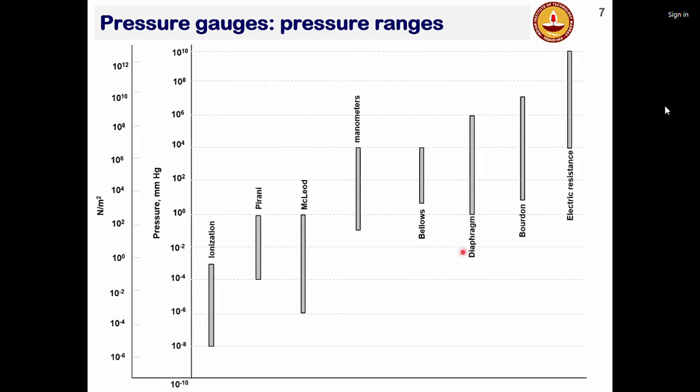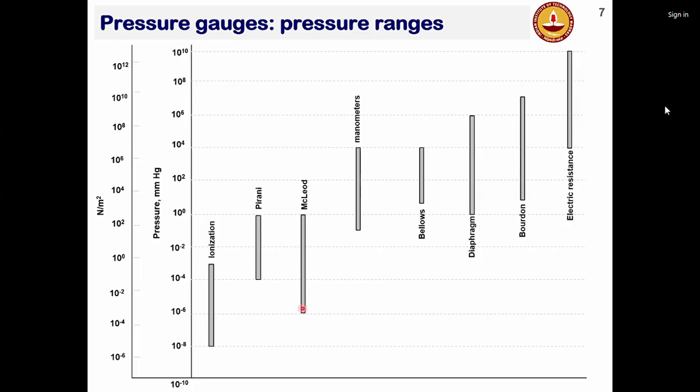All these other elastic-based pressure transducers can only measure above atmospheric pressure: bellows, diaphragm, Bourdon gauge. And then for the strain gauges, you need a considerable amount of pressure, which can create significant strain that can be read. So this electric resistance type is basically the strain gauge based pressure measurement, which is at a relatively higher pressure.